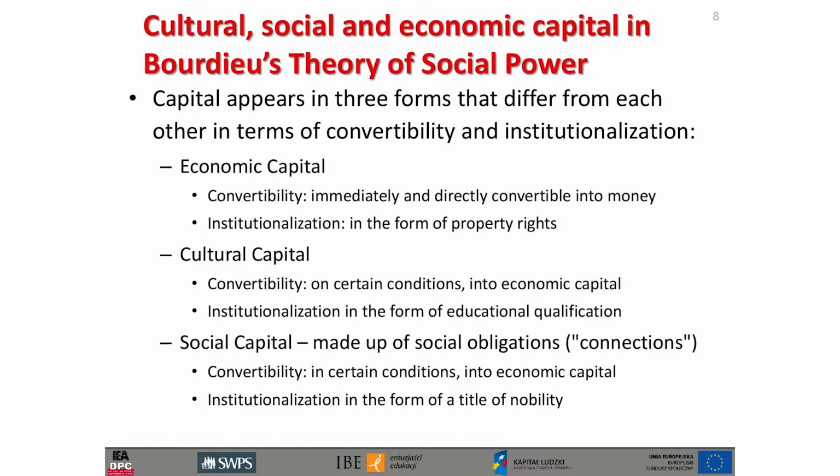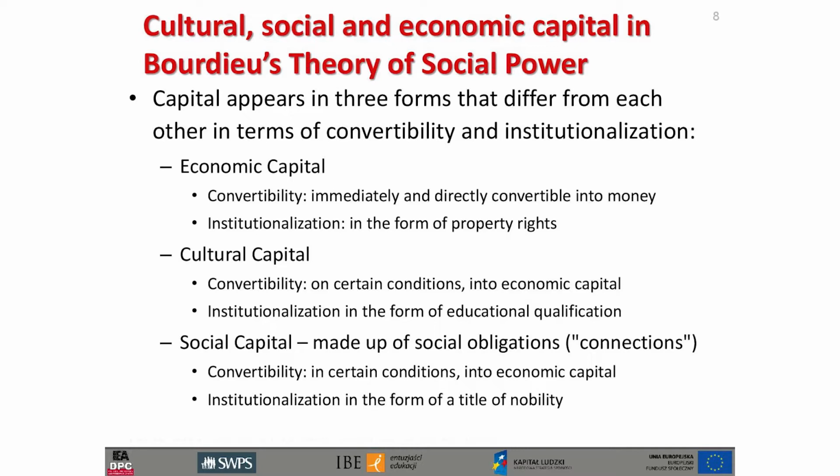So these are the three forms of capital that are defined by Bourdieu. He describes the economic, cultural, and social capital, a concept that is very widespread and well known recently. Especially the social capital is made up of social obligations, which can also be called connections or social network. And those three forms differ in terms of convertibility and institutionalization.